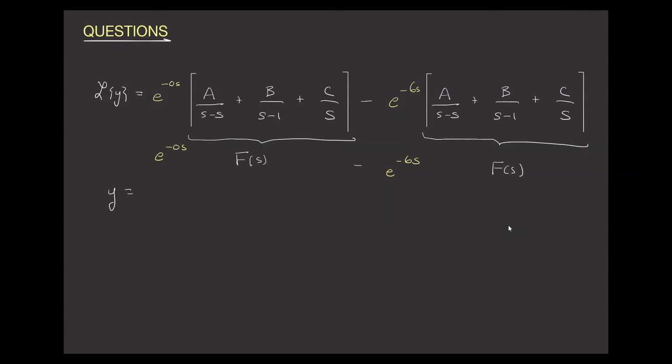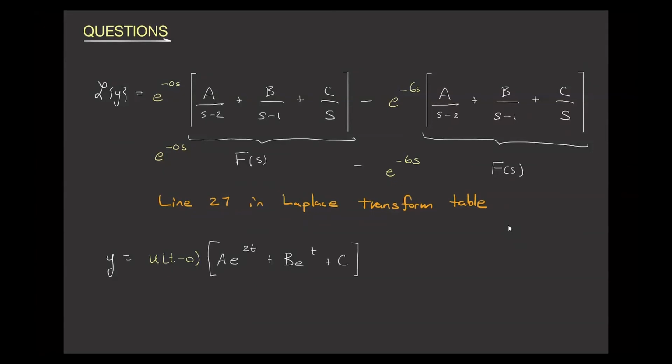Now, if we use, well, I think it's line 27, but let me double check. Yeah, okay, it's line 27. Using line 27 in the Laplace transform table, what we end up with is the first one, it's going to be u of t minus 0 times the inverse Laplace of this f of s, which is going to be a e to the, oh, I should have done 2 here, s minus 2, e to the 2t plus b e to the t, and then plus c.